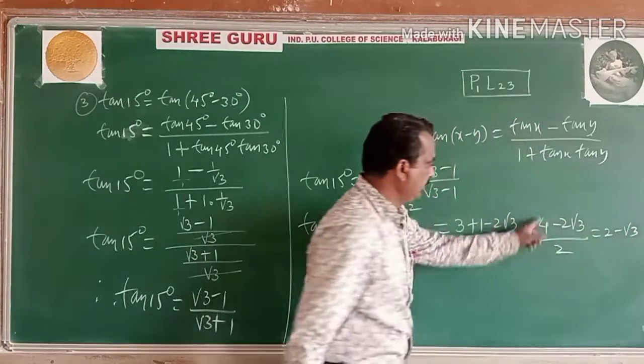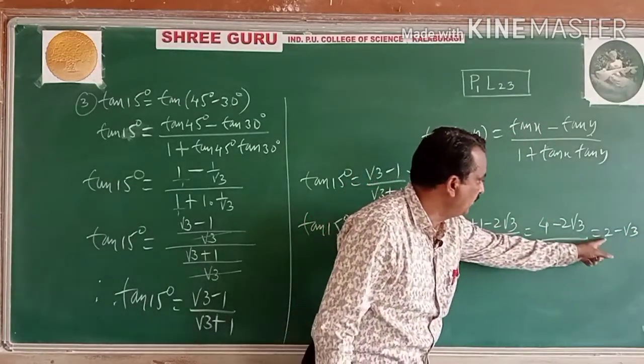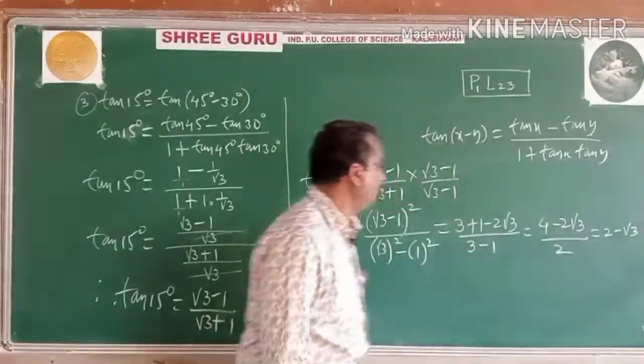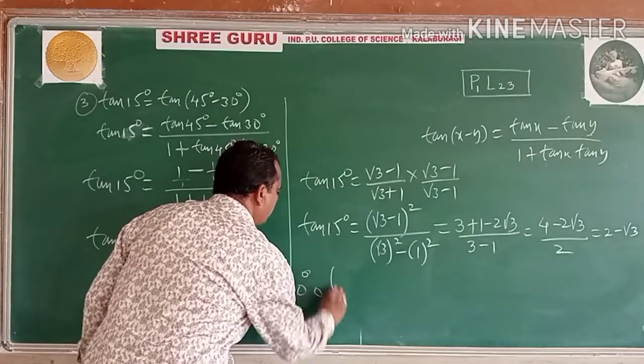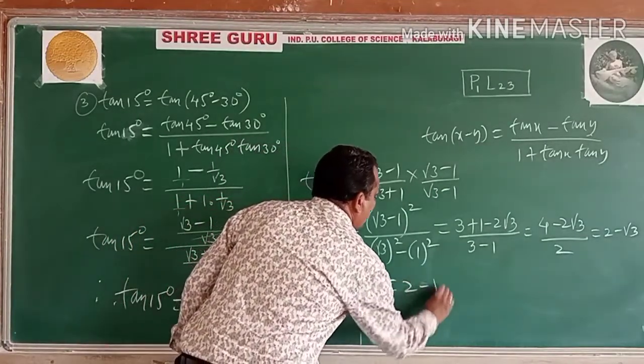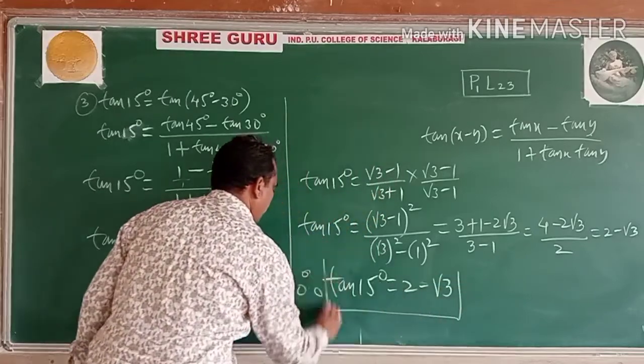Is it 2 minus √3? Dividing separately, 4 by 2 it is, and minus 2√3 by 2. This 2 gets cancelled here, √3 remains here. So what is the value of tan 15 degrees, friends? Tan 15 degrees is equal to 2 minus √3.